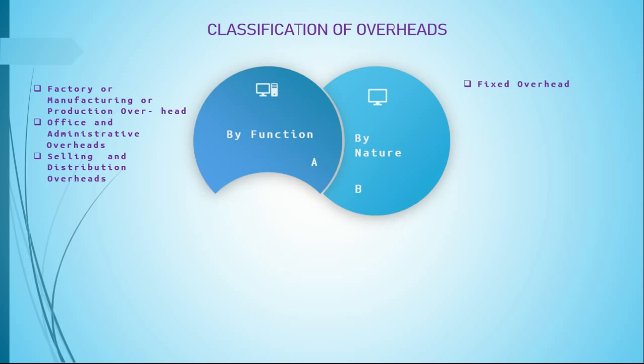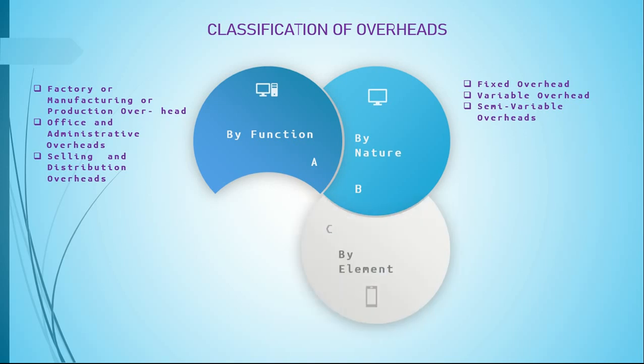2. Variable overhead. These costs tend to vary with the volume of activity. Any increase in the activity results in an increase in the variable cost and vice versa. Examples: 1. Indirect materials. 2. Power and fuel. 3. Lubricants. 4. Tools and spares, etc. 3. Semi-variable overheads.